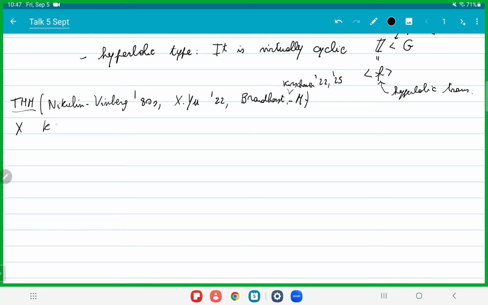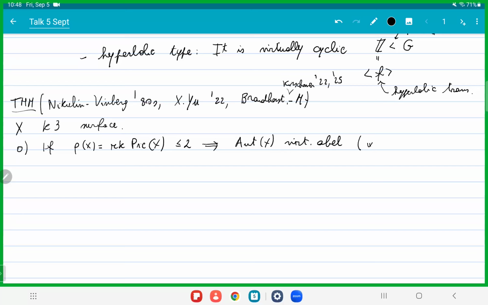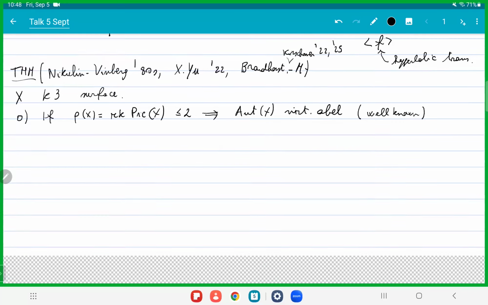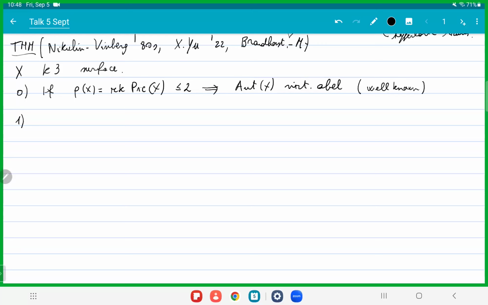Let X be a K3 surface. The first part, let me call it part 0, is that if the Picard rank of X, which is the rank of the Picard group, is less than or equal to 2, then the automorphism group is virtually abelian. Okay, this is pretty easy and known for a long time, because in this case the lattice is so small that there's not much going on. So the interesting part starts when the rank is at least 3.